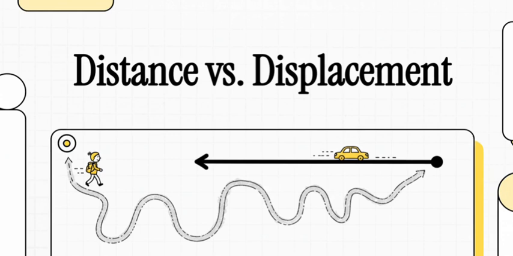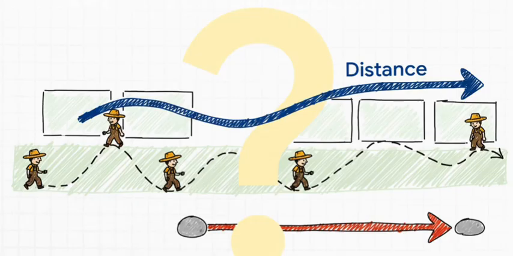Two ideas that sound almost the same, but they actually measure two completely different things about any journey you take. So let's just jump right in with a little puzzle. Picture this. A farmer walks a total of 140 meters around his field. That's a pretty good stroll. But when he finally stops, he's only about 14 meters away from his original starting spot. So, how is that even possible?